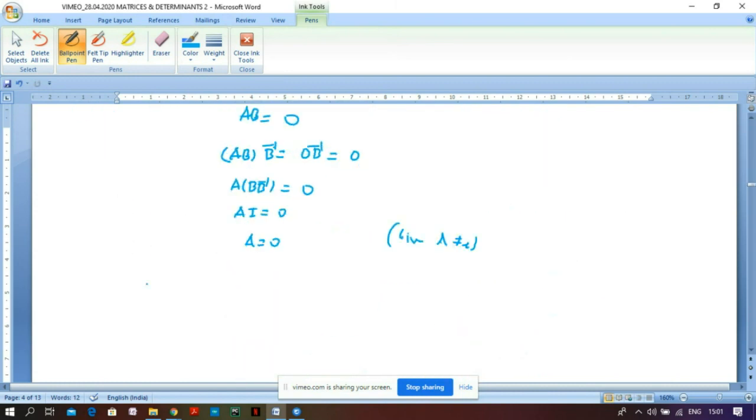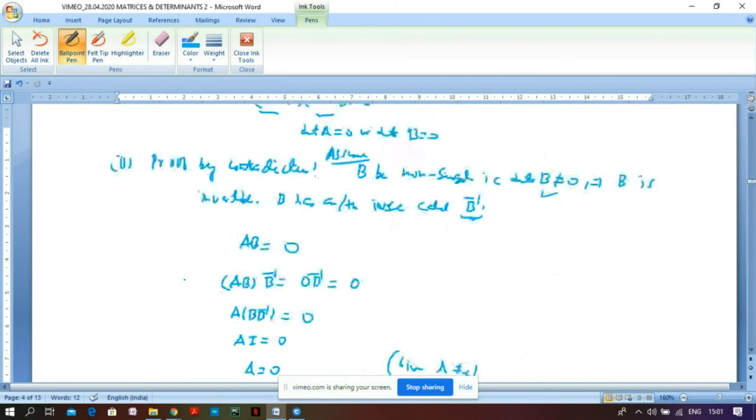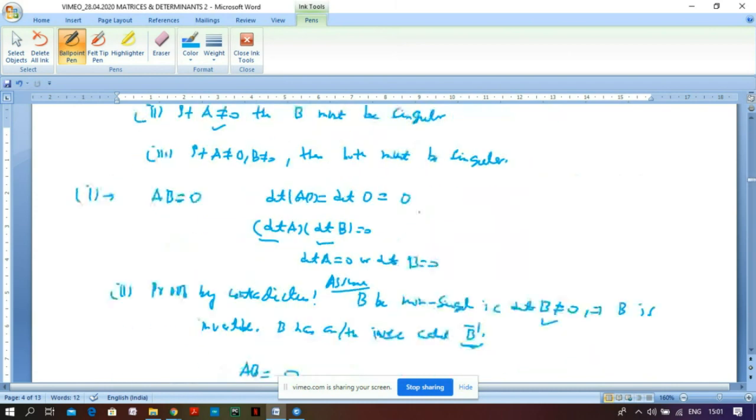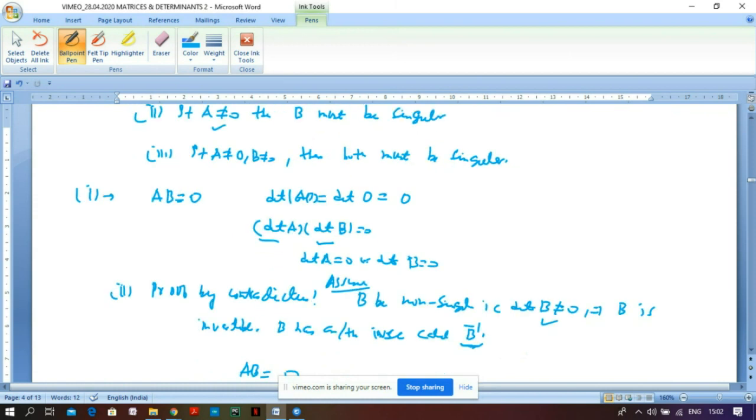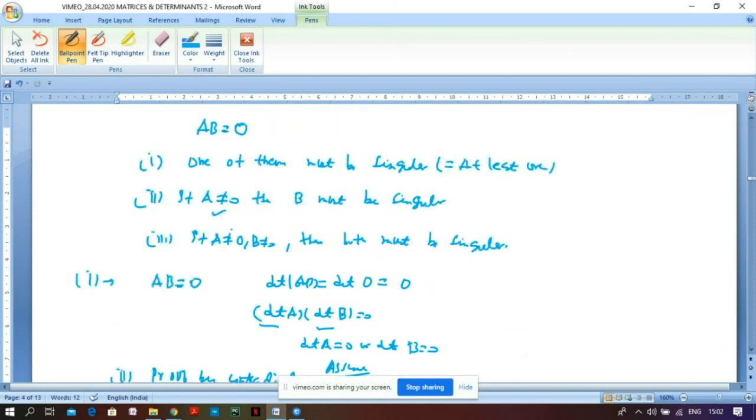Third is just combination of those two. Third is nothing. Third is, you are saying this one, that both must be singular. So it's obvious. Suppose you assume that A is not singular. Then you will get B equal to 0, but B is not 0. And if you assume B is not singular, then you get A equal to 0, but given A is not 0. So a product of two matrices, both of them are non-zero, it's 0 matrix, then both must be singular. So in all cases, you are seeing that at least one must be singular.